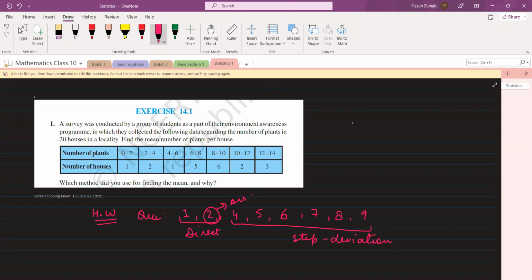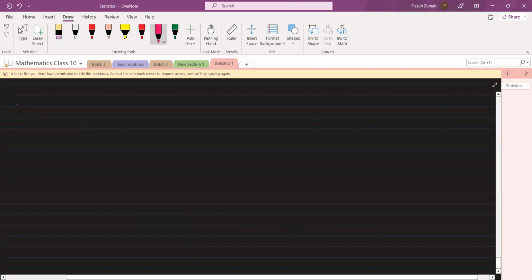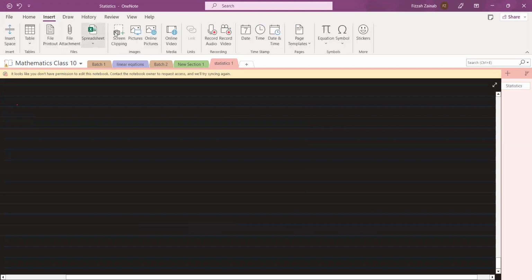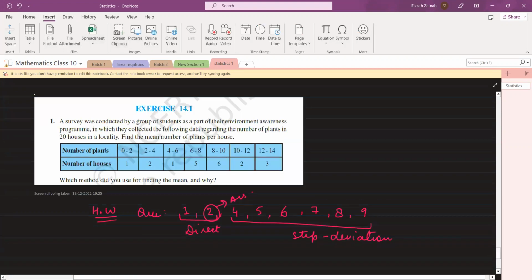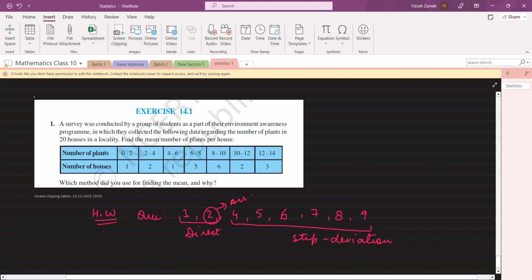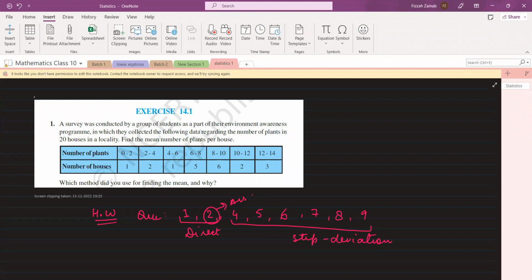Am I audible? Yes. Okay. So in the next class, I will solve question number 3 of this exercise, and I'll tell you how to find mode and median of the grouped data. Then we will do exercise 14.2. Okay, mode is of 14.2, and then we have one more exercise, which is of median. All right.